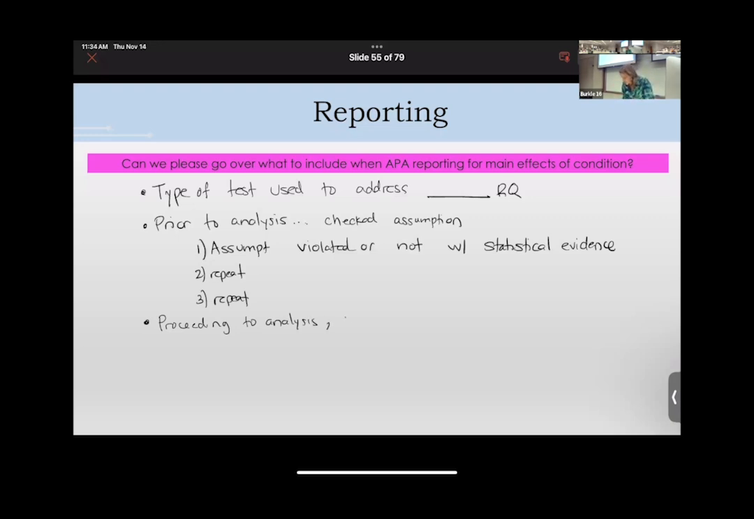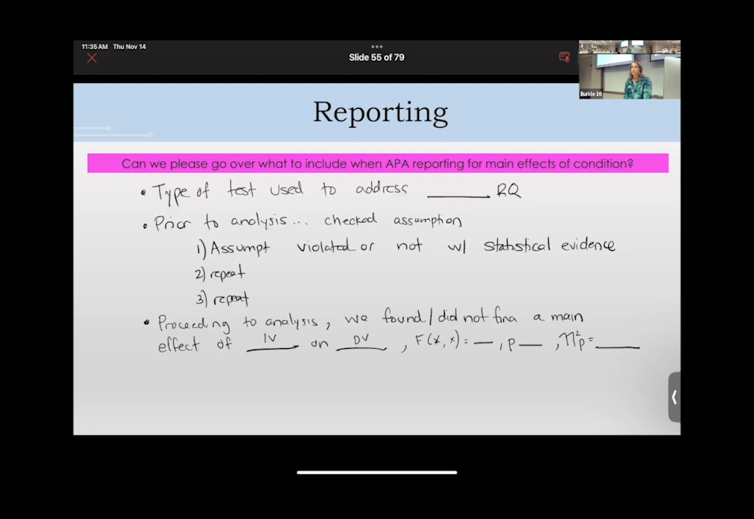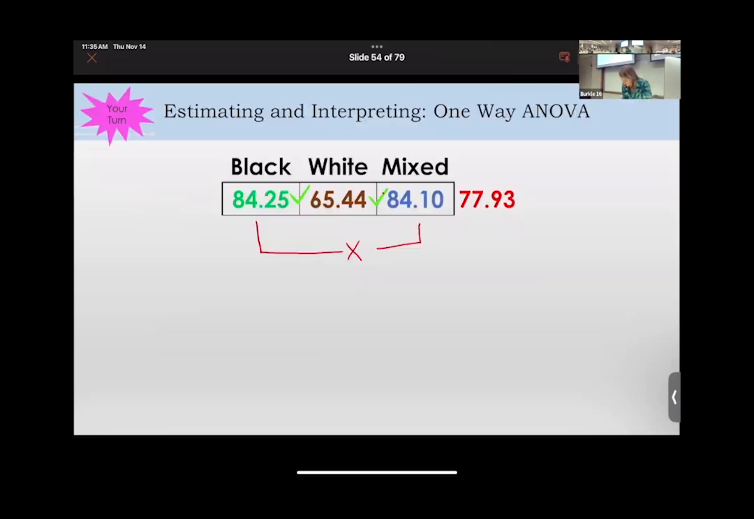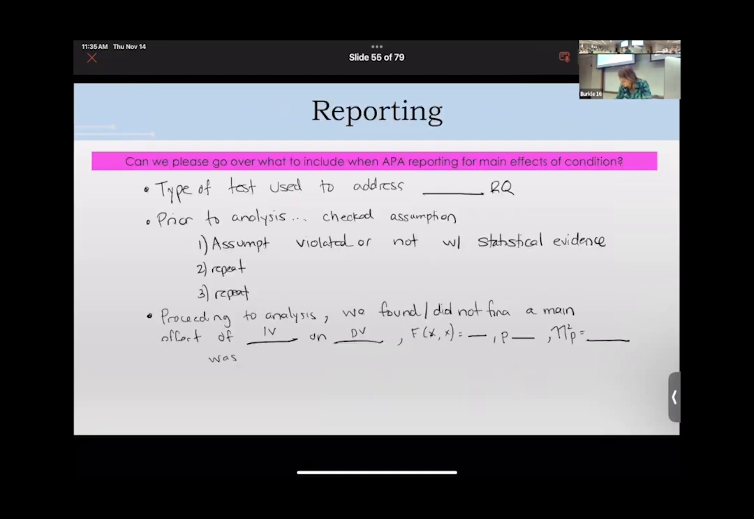Proceeding to analysis, we found or did not find a main effect of IV on DV. Now, what stats? F, what else? P, confidence interval, you can't get it. What? Eta squared. Eta or partial eta. Then what do we have? We have significance, but we also have what here? You don't even have to say big or small. I don't really care, honestly. I just care that you understand how to interpret it.